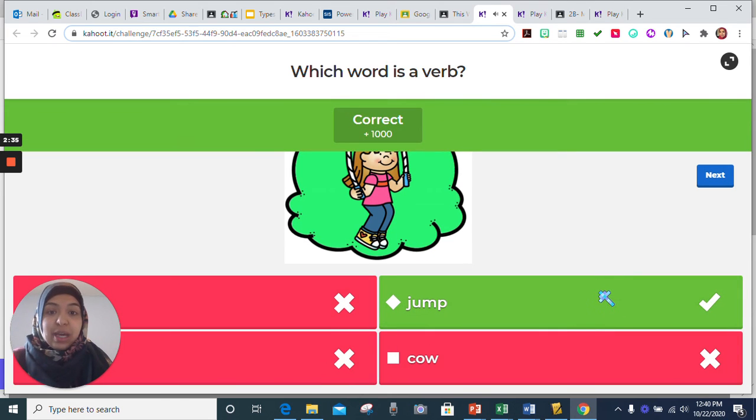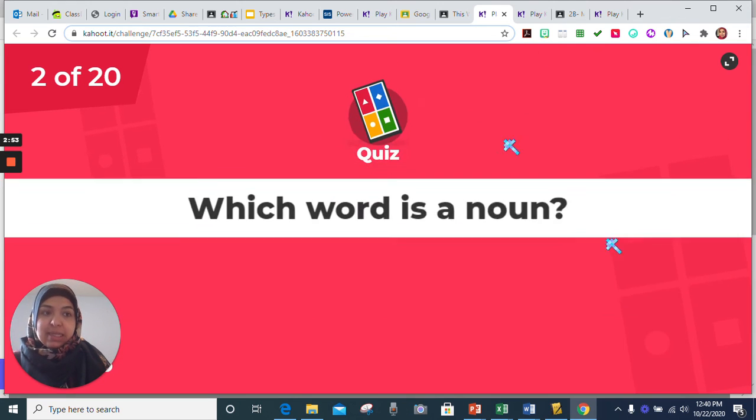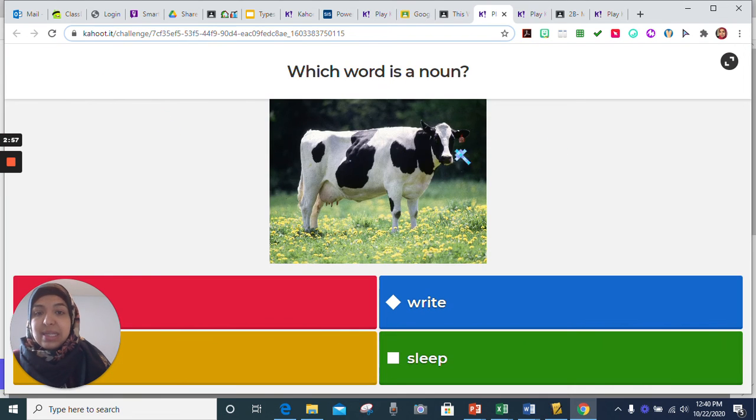It would tell you if you answered it correctly or not, and it will give you points, okay? And then you keep on clicking next. If you're playing that with someone else, then it would show how many points you played. And then you click next, and it's going to take you to the other question. This is going to be 20 questions, okay?